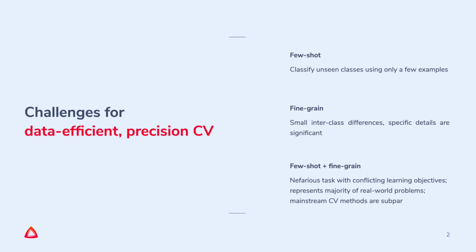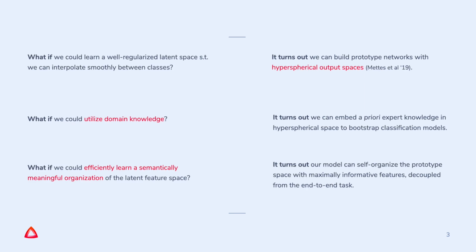We want to tackle the doubly difficult tasks of learning with few examples as well as distinguishing between similar fine-grained classes. We build upon the framework of prototypical networks and extend the work of Mettes et al. in using a hyperspherical latent space. In addition to maximally spaced prototypes, we've added prior information to make the latent space more semantically meaningful.